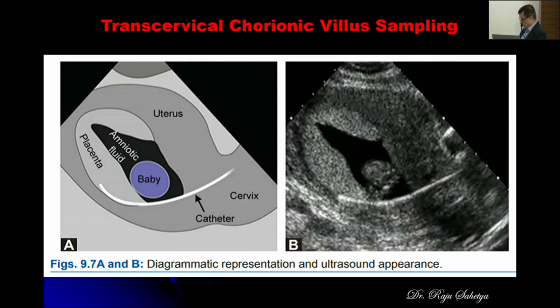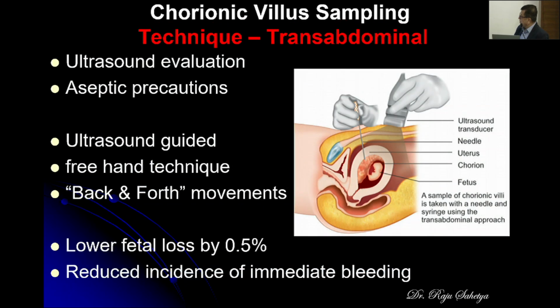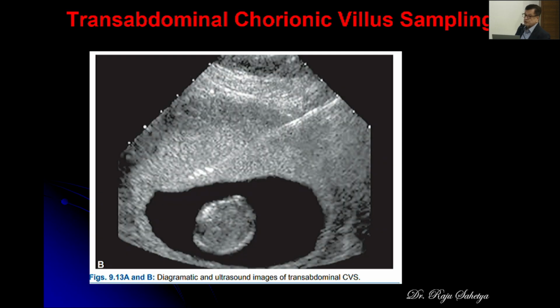And this is how it will be on ultrasound. Chorionic frondosum, cord insertion, therefore chorionic frondosum. And this is the malleable cannula. This is the diagrammatic representation. This is for the transabdominal in the same way. This is how you will see it on ultrasound.